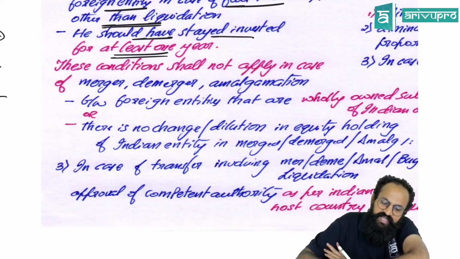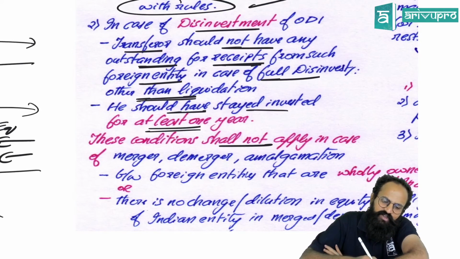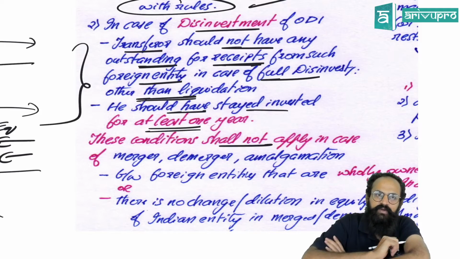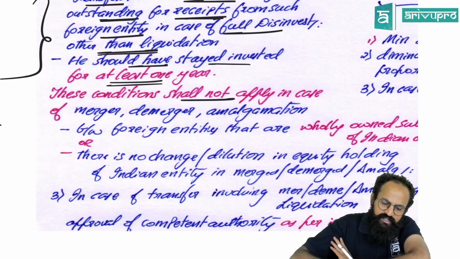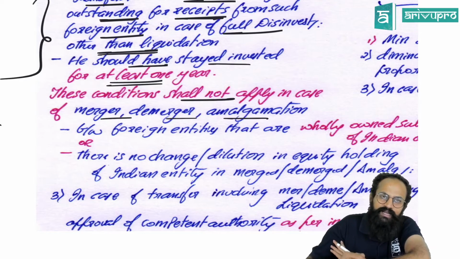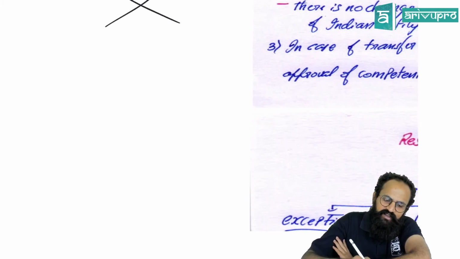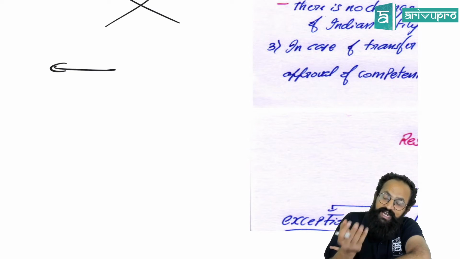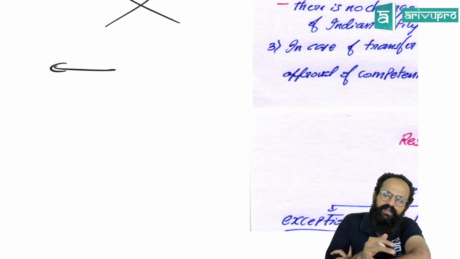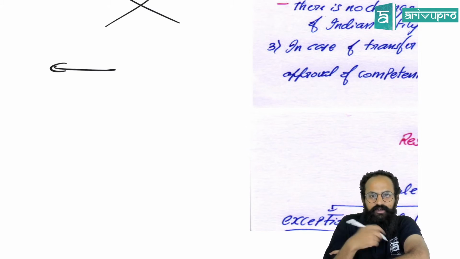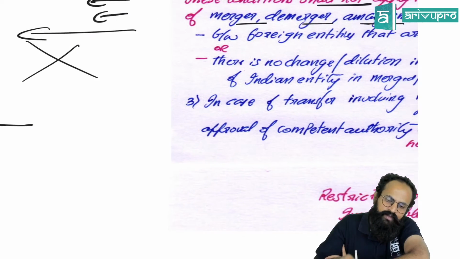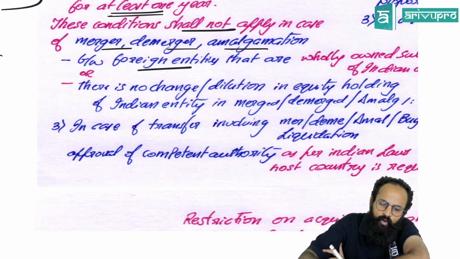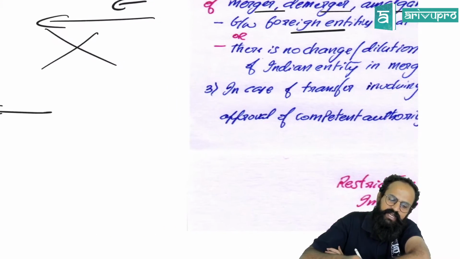Next one, these conditions shall not apply. Whatever we saw, that is your first, outstanding receipts, and you should have stayed for 1 year. This will not apply in case of merger, demerger, or amalgamation. So, sir, they are telling you can take back your money. Even if you still have any outstanding receipts, you can take back. Even if you are invested for less than 1 year, you can take back. When, people, in case of merger, demerger, or amalgamation between foreign entities that are wholly owned subsidiary of Indian entity. Meaning what, sir?